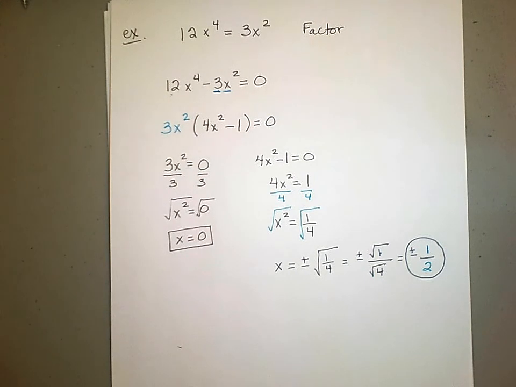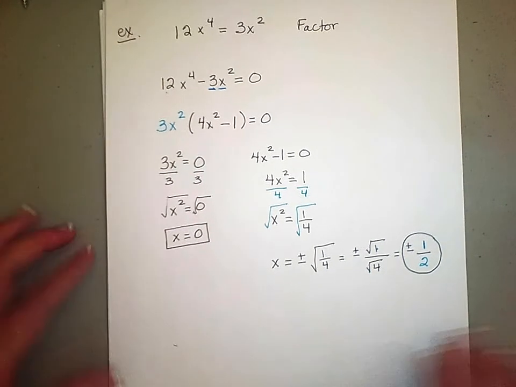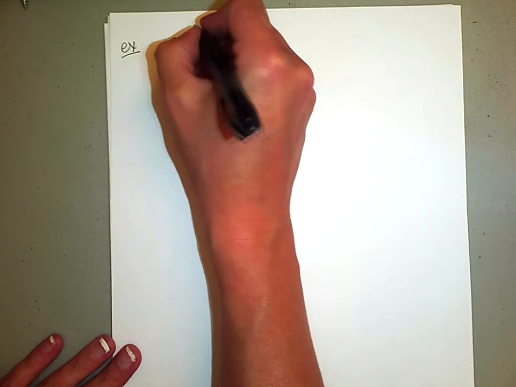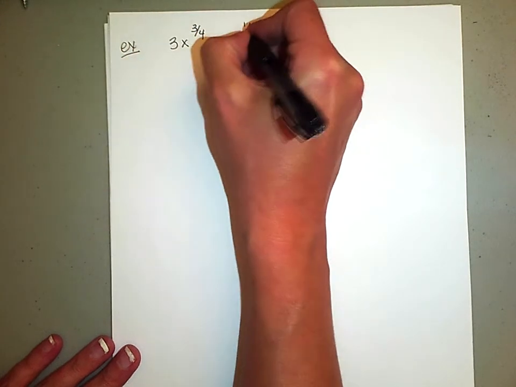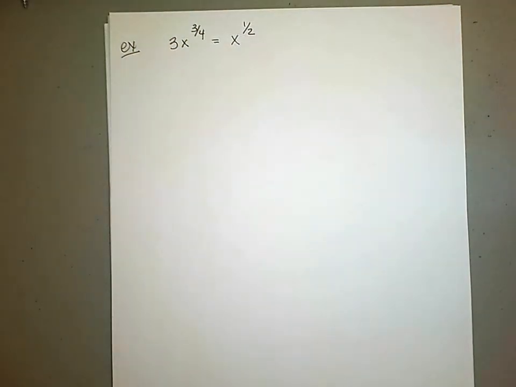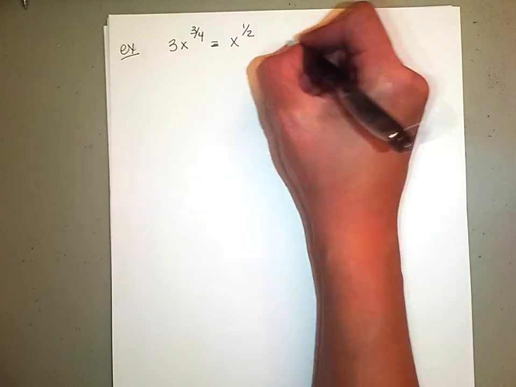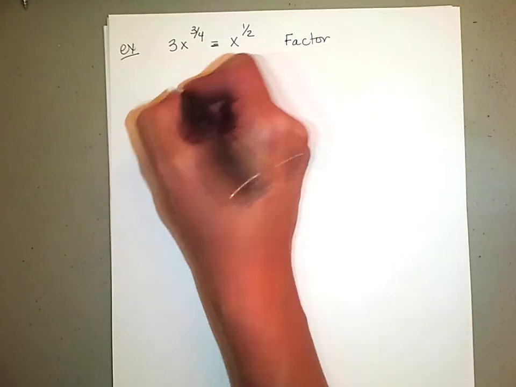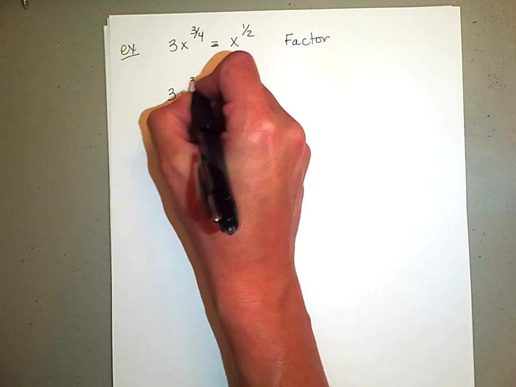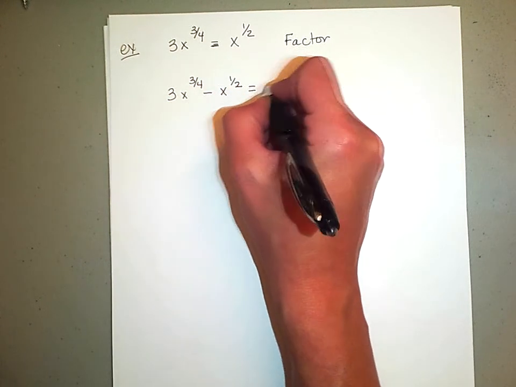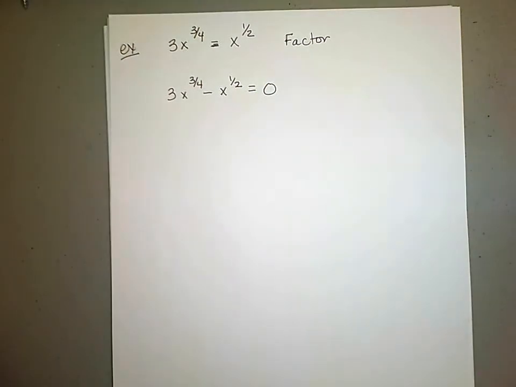Let's do one that can be factored, but it's factoring and we're using rational exponents. So, for example, let's say we have 3x to the 3/4 is equal to x to the 1/2. Again, we do not want to divide by a variable, so let's move everything to one side so we can factor. So 3x to the 3/4 minus x to the 1/2 is equal to 0.